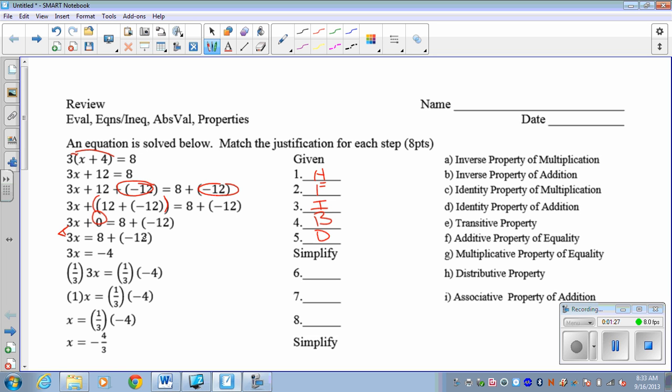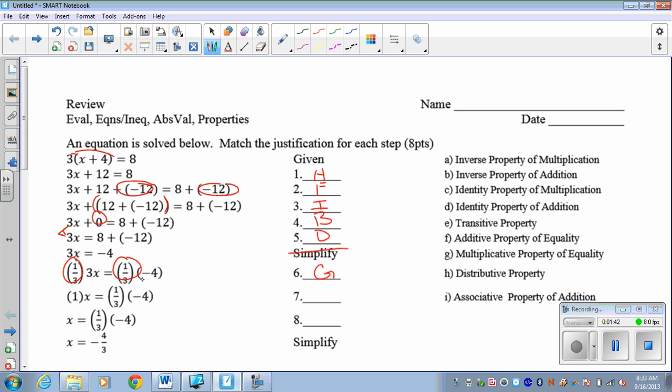Alright, technically this is substitute. It should say substitute instead of simplify, but that's alright. Down here, we are multiplying both sides by 1/3. So that's the multiplication property of equality.